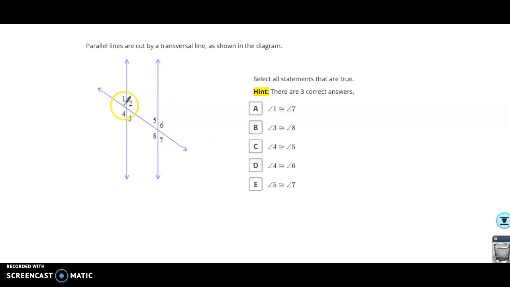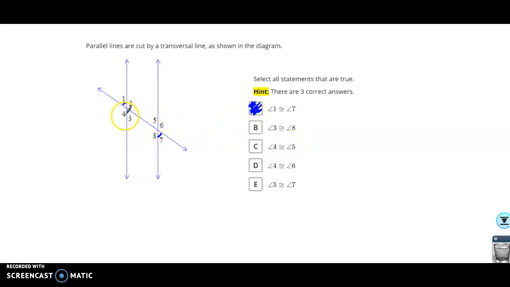This says angle 1 and angle 7 are congruent. So we come over here and look. Are angle 1 and 7 really congruent? Well, angles 1 and 7 are alternate exterior angles. So yes, they are the same, okay? 3 and 8 have no relationship whatsoever. The only interior relationship is alternate interior, which would be 3 and 5, not 3 and 8.